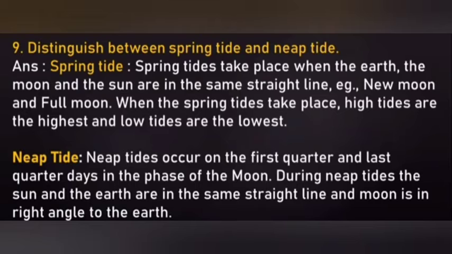Next one is neap tide. Neap tide occurs on the first quarter and the last quarter days in the phase of the moon. During the neap tides, the sun and the earth are in the same straight line and the moon is at a right angle to the earth.